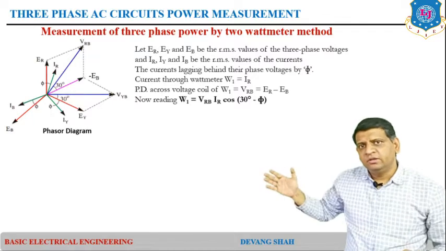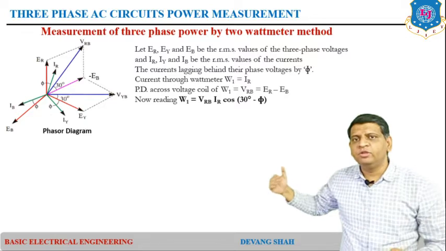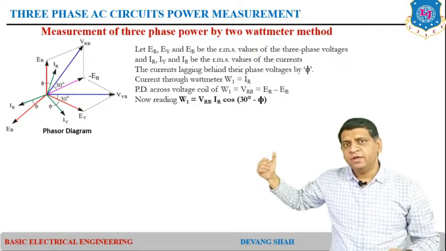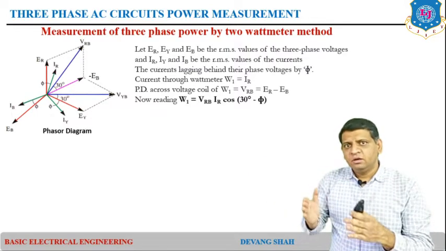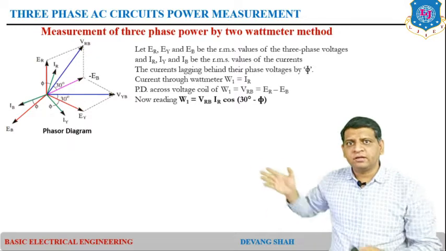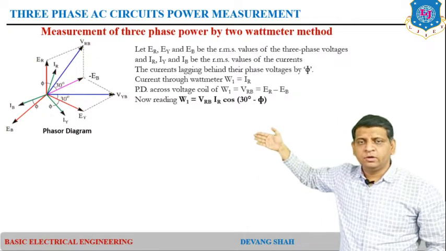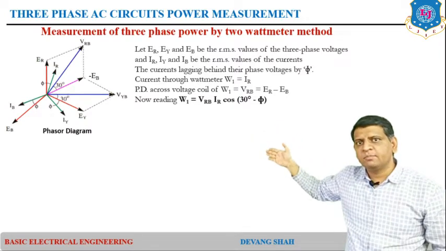So the wattmeter reading W1 is nothing but IR into VRB, and if I want to find the phase difference or phase relation of the IR vector and the VRB vector, you can find it from this phasor diagram, where VRB is nothing but ER minus EB.